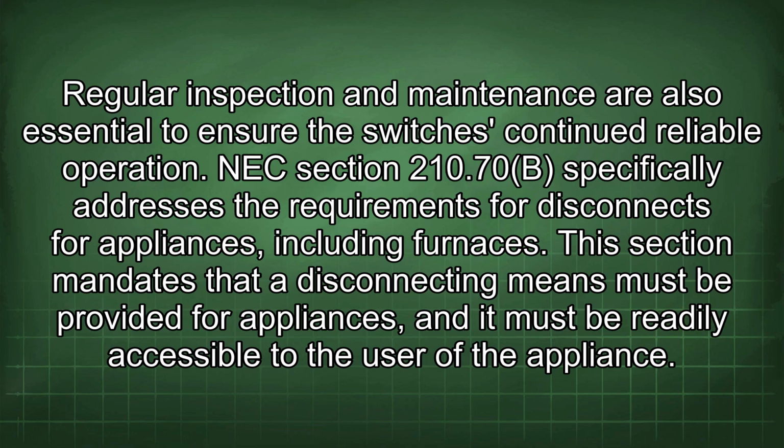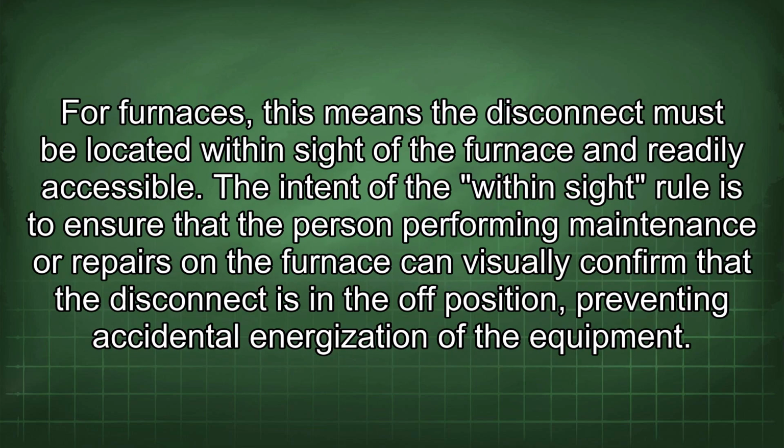NEC section 210.70(B) specifically addresses the requirements for disconnects for appliances, including furnaces. This section mandates that a disconnecting means must be provided for appliances, and it must be readily accessible to the user of the appliance. For furnaces, this means the disconnect must be located within sight of the furnace and readily accessible. The intent of the "within sight" rule is to ensure that the person performing maintenance or repairs on the furnace can visually confirm that the disconnect is in the off position, preventing accidental energization of the equipment.